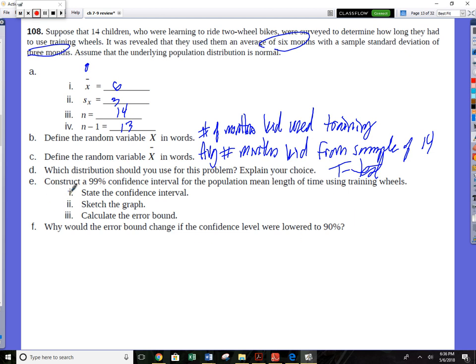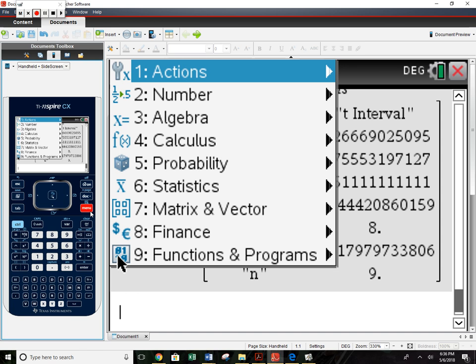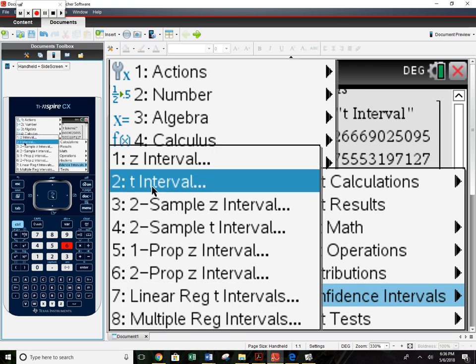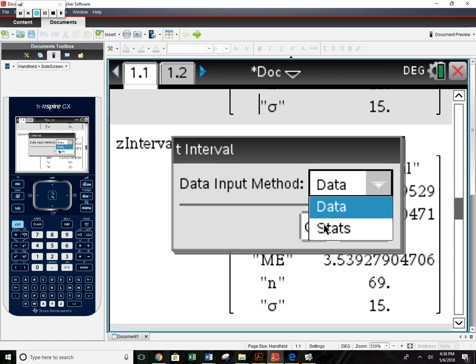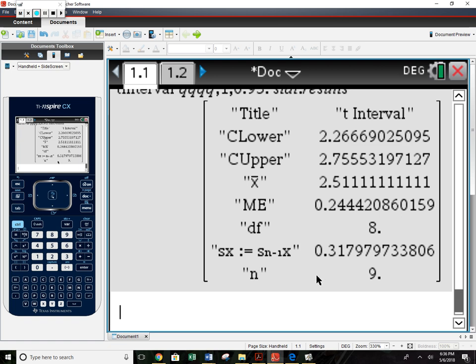Okay, now they want us to construct a 99% confidence interval, so that's pretty easy. It's all calculator, menu, 6, 6. But we have got to do a t-test. We're going to enter our own stats, so they want the x bar. X bar was 6, sample standard deviation was 3, and n is 14, and they wanted a 99% confidence level. So the window's going to be a little bit wider.